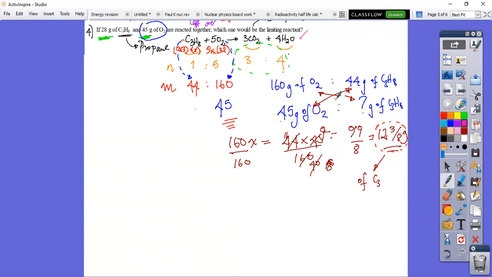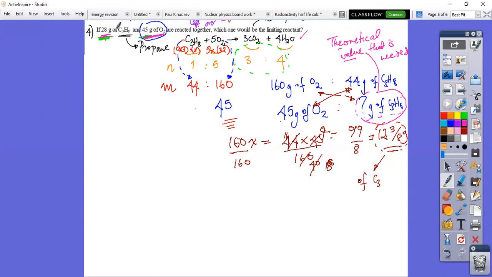So the reason why we were working out the amount of propane here, or why we used this given amount of oxygen to work out the amount of propane needed, is because what we're calculating here is the theoretical value, the theoretical value that is needed. And we're comparing the theoretical value to the actual value of what we have. So if the actual value is less than the theoretical value, it means that thing is limiting.